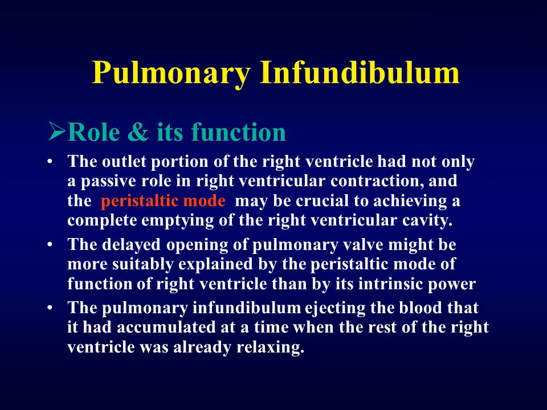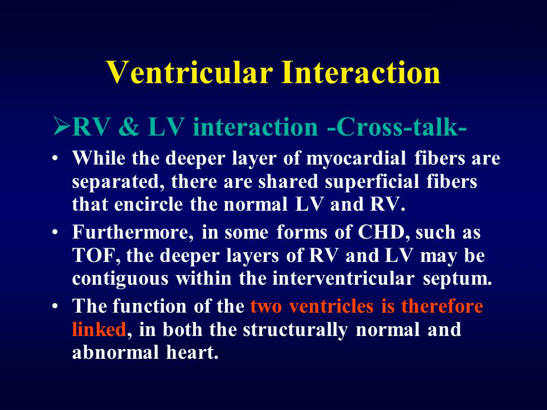Pulmonary infundibulum, role and function. The outlet portion of the right ventricle has not only a passive role in right ventricular contraction, and the peristaltic mode may be crucial to achieving a complete emptying of the right ventricular cavity. The delayed opening of the pulmonary valve might be more suitably explained by the peristaltic mode of function of the right ventricle than by its intrinsic power. The pulmonary infundibulum ejects the blood that it had accumulated at a time when the rest of the right ventricle was already relaxing.